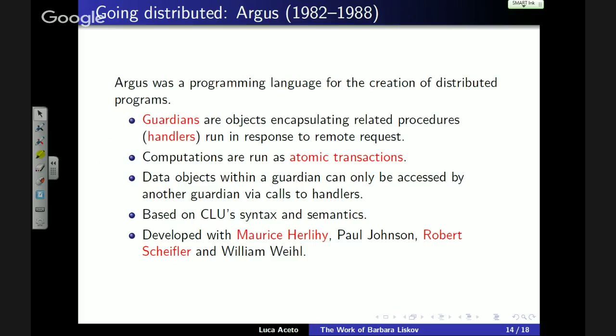And actually, there is still a web page that you can access from the programming language group at MIT, where you can probably play with CLU if you're interested. You can see what CLU programs actually look like. Now, what next? Well, time passes, and the world becomes more and more distributed.